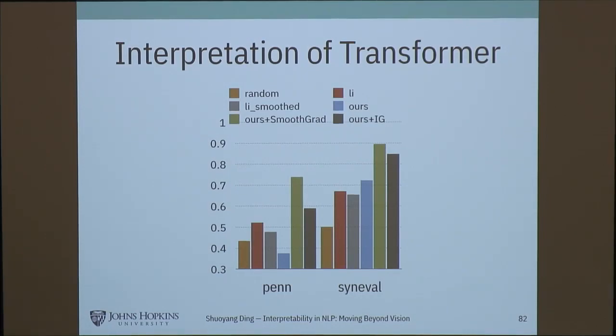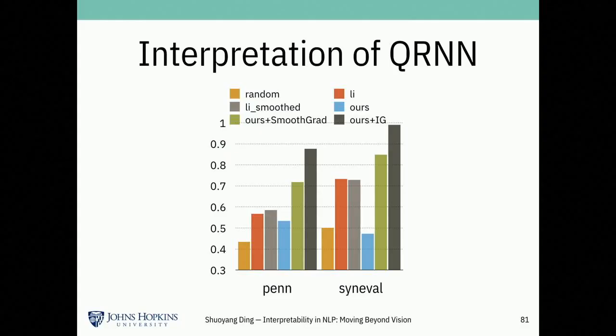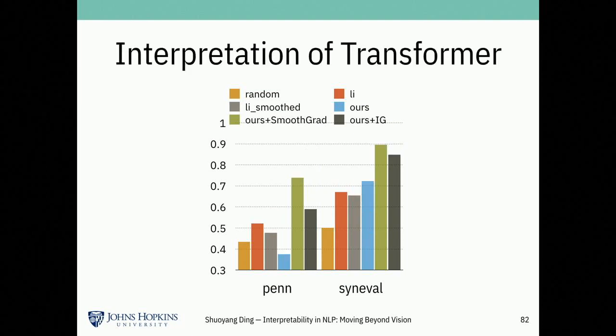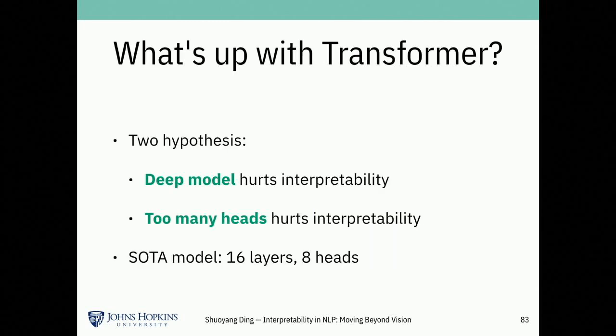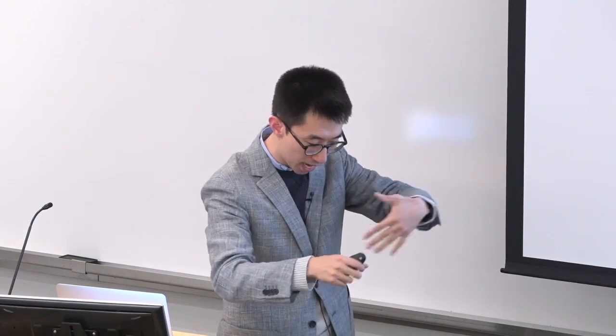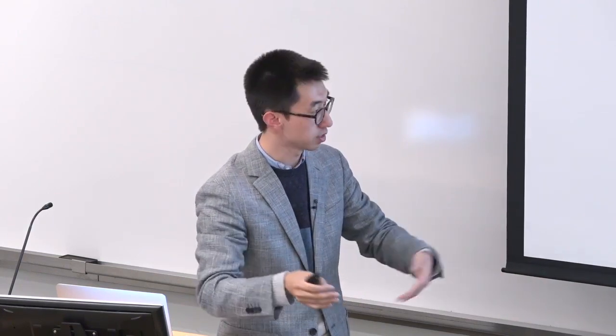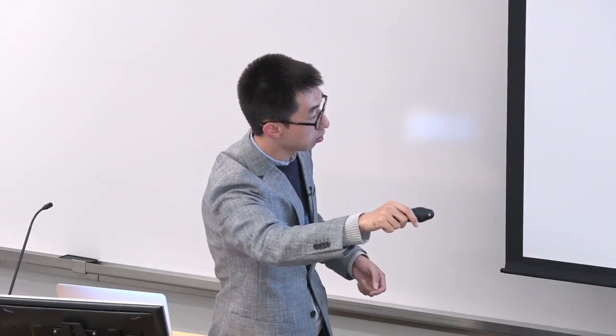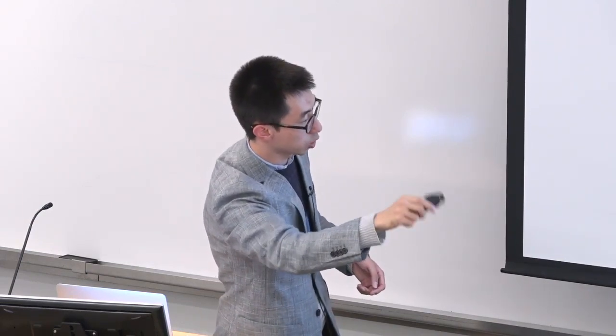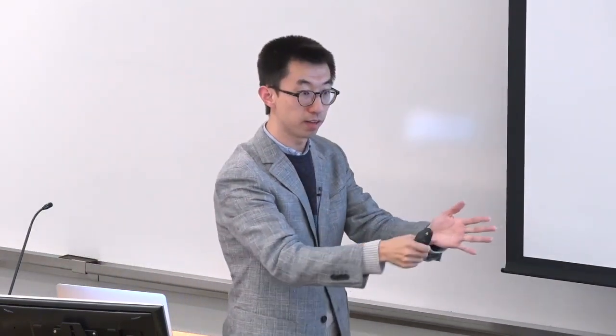But another interesting trend is that when you switch from the previous two smaller architectures to the pre-trained transformer architecture, you observe a pretty steep decrease in interpretation quality. So what is happening here? We had two hypotheses. One hypothesis is that if you have a deep model, it will probably hurt interpretability. On the other hand, there is some study in the MT literature which says that if you have too many heads, it doesn't do much for translation quality, and we thought maybe these heads are hurting interpretability. So we had this state-of-the-art model, which is pre-trained by Facebook. They have 16 layers and 8 heads. What we do is try to reduce the number of layers and the number of heads.